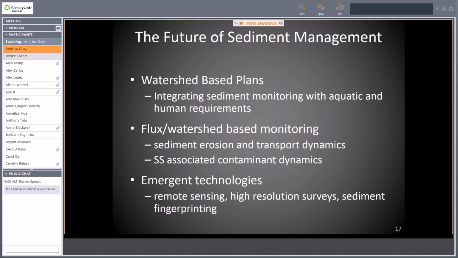And if sediment-associated contaminants are really of interest, we need these sorts of approaches and also explicit acknowledgement of the fact that we're dealing with suspended sediment rather than just sediment that's sitting static in a channel or adjacent to a channel. And there are a lot of emergent technologies that I think are going to come into play that already are and should play a larger role over the coming years, including some of these remote sensing techniques, high-resolution surveys, and sediment fingerprinting.